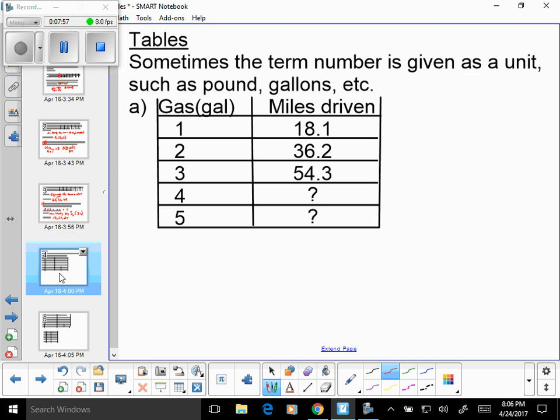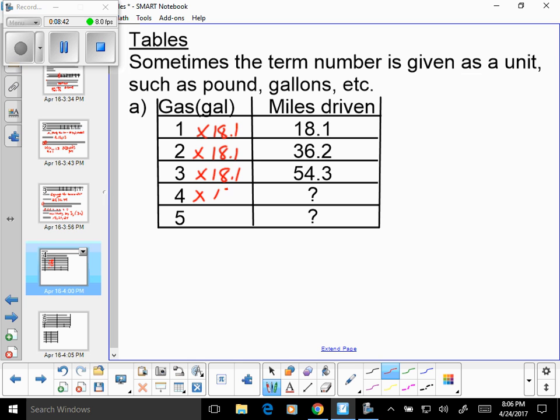Sometimes they will give you the term number as a unit, such as a pound, a gallon, some money, or whatever. In this situation, I have a table, and they tell us that a gallon of gas gives us 18.1 miles. If I have 2 gallons of gas, I can go 36.2. If I have 3 gallons, I can go 54.3. How do I get from the 1 to the 18.1 that will also work to go from 2 to the 36.2? Well, adding's not going to help very much, but multiplying will. So my rule here is going to be to multiply by 18.1.